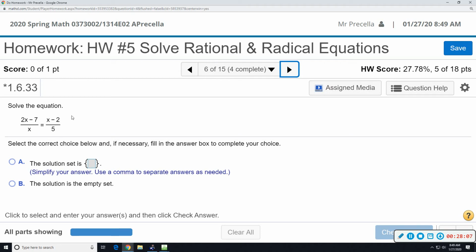Let me write it down. (2x minus 7) all over x equals x minus 2 over 5.